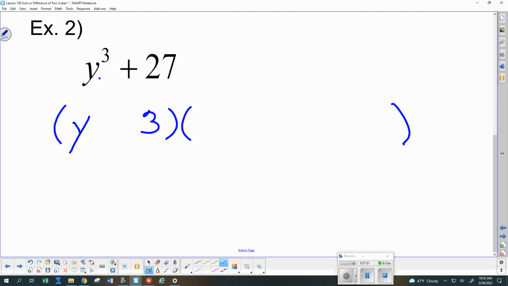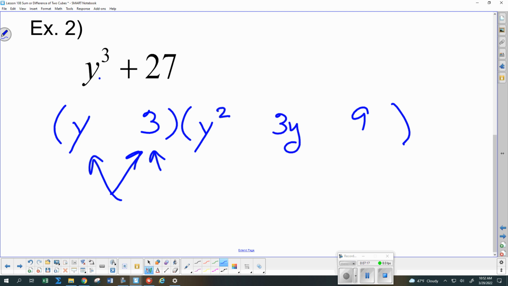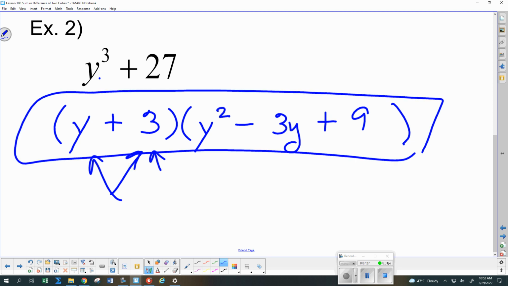Then I do the first thing, y times y is y squared. I end with this 3 times itself. What's 3 squared? And then whatever the things are that I have here, I multiply together. So y times 3, put that in the middle. SOAP it. This was a plus, so I keep a plus. Opposite of that, always positive. And we're finished.